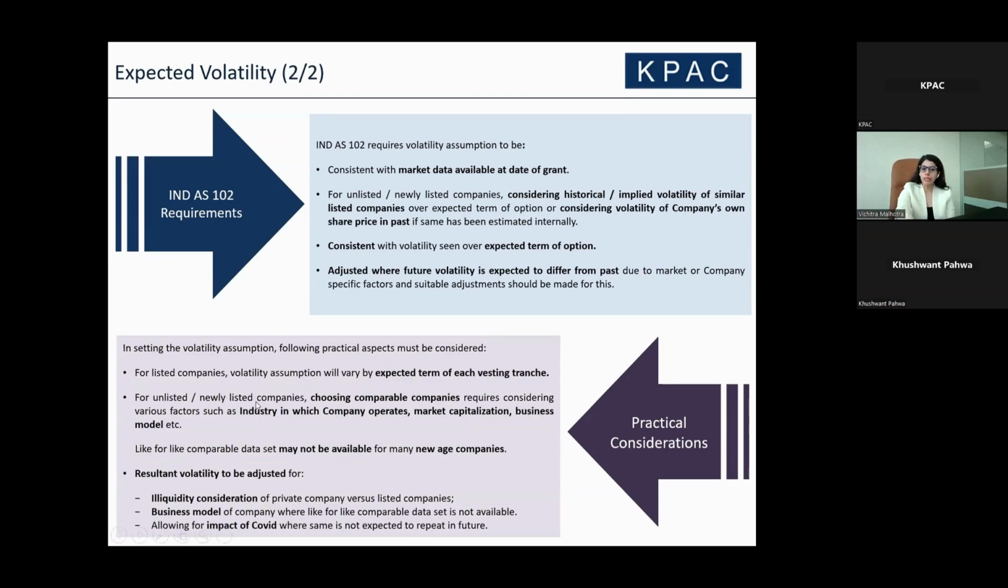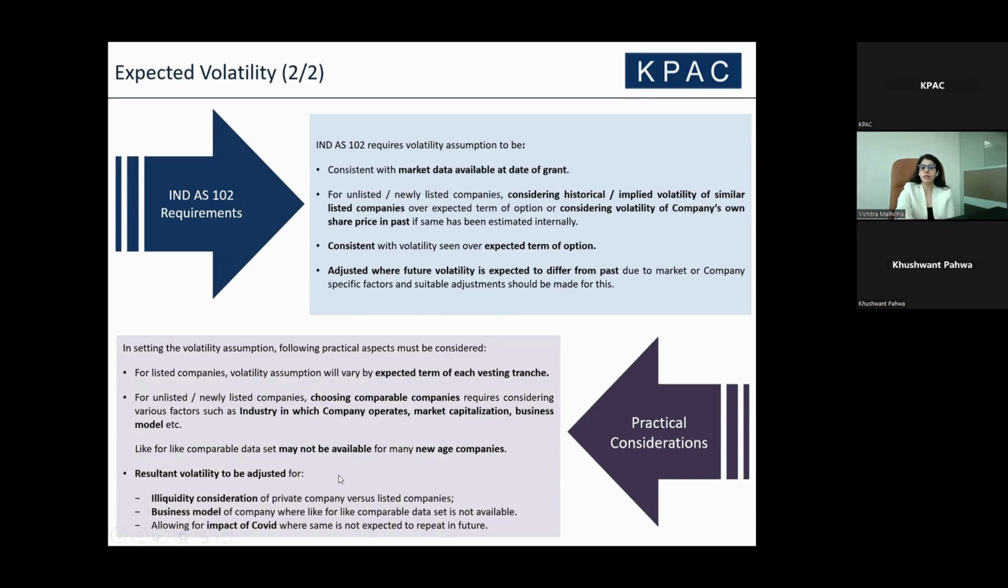In case of privately held companies, the key challenge that comes is in being able to find the right comparable companies to consider for volatility purposes. And this becomes quite important actually, because if you don't consider the right set of companies, you may significantly overestimate or underestimate your volatility assumption. A big challenge that we see is that there are a lot of companies which, as we call, are the new age companies, and no direct comparables exist in the listed space.